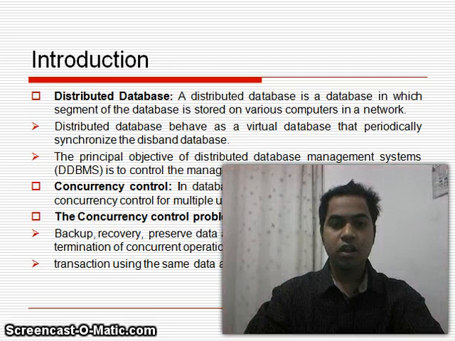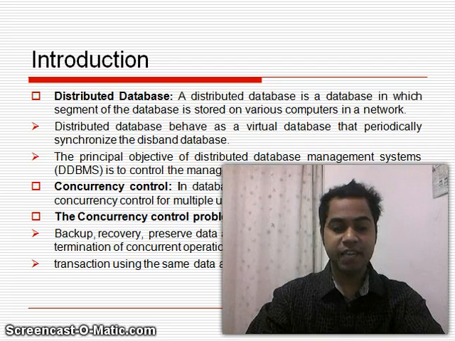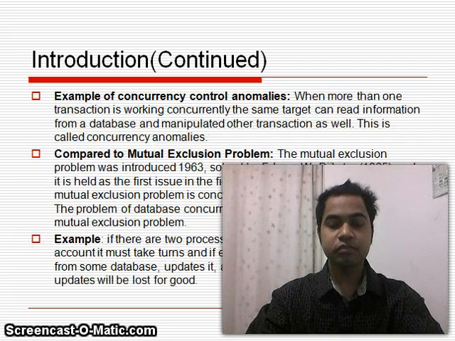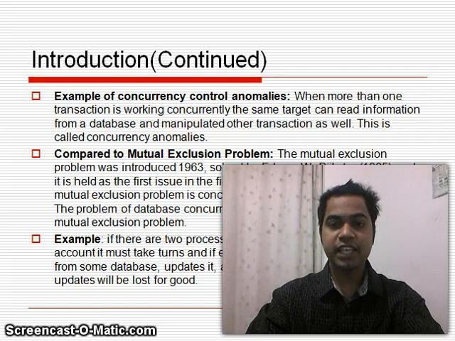Concurrency control. A database management system usually uses concurrency control for multiple user concepts. The concurrency control problem. There are some concurrency control problems such as backup, recovery, response, accuracy, transactions using the same data at the same time, and so many things. Example of concurrency control anomalies. When more than one transaction is working concurrently, the same target can read information from a database and manipulate other transactions as well. This is called concurrency anomalies.